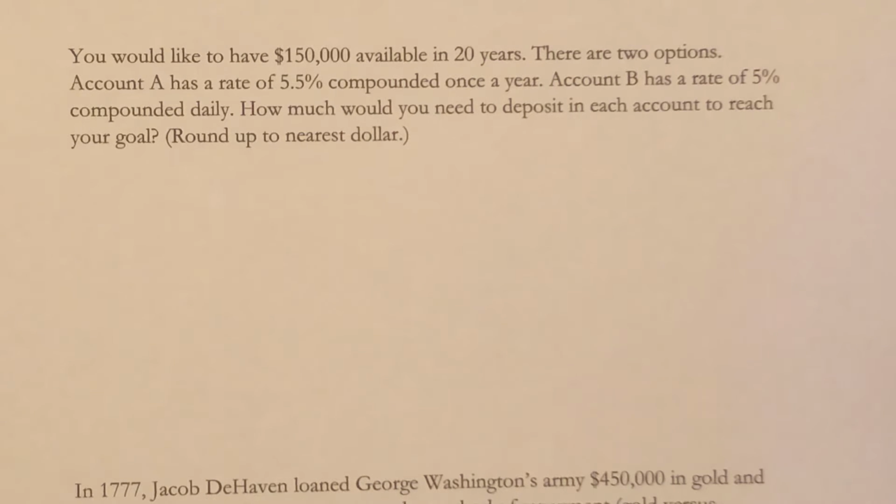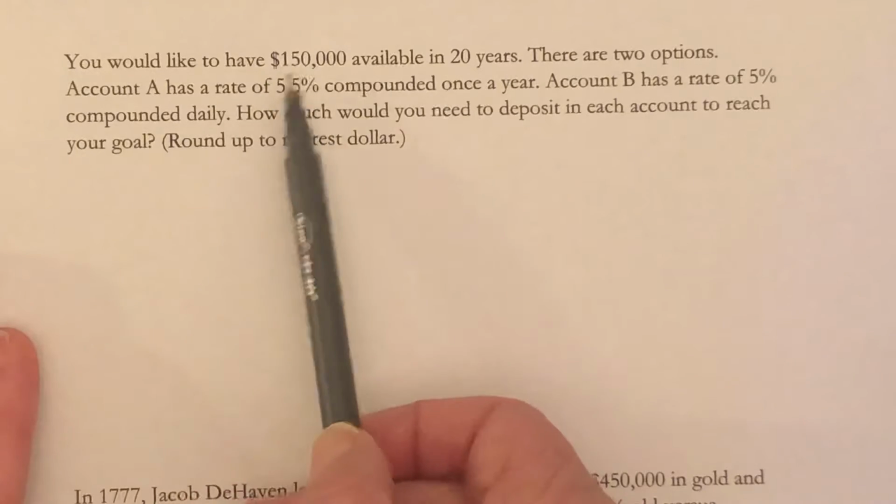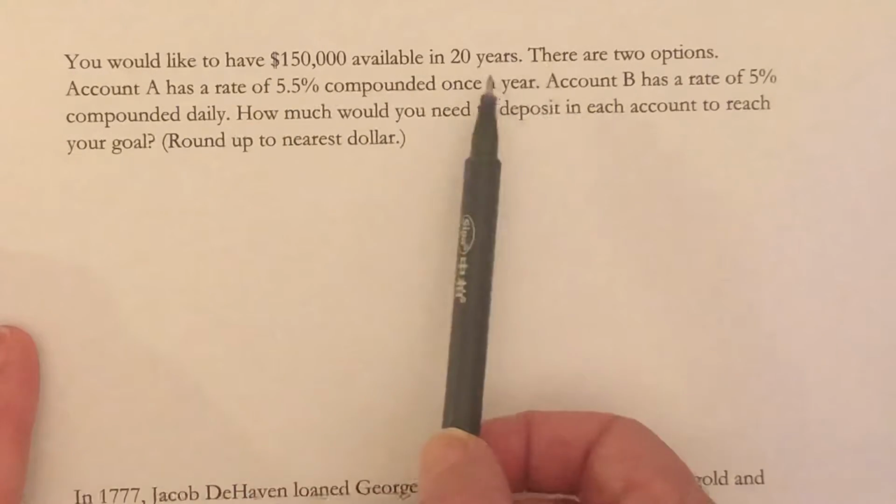This is part 6 of section 8.4. We have 2 real-world type problems to work, and then we are done. For the first one, you would like to have $150,000 available in 20 years.